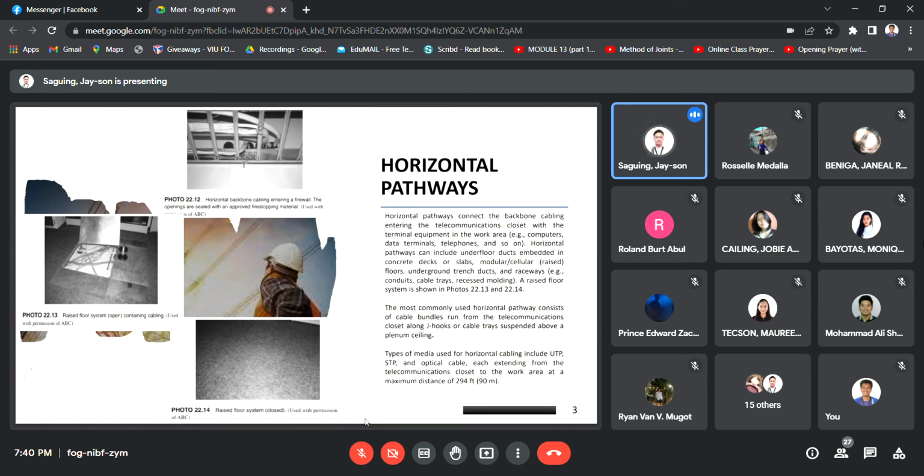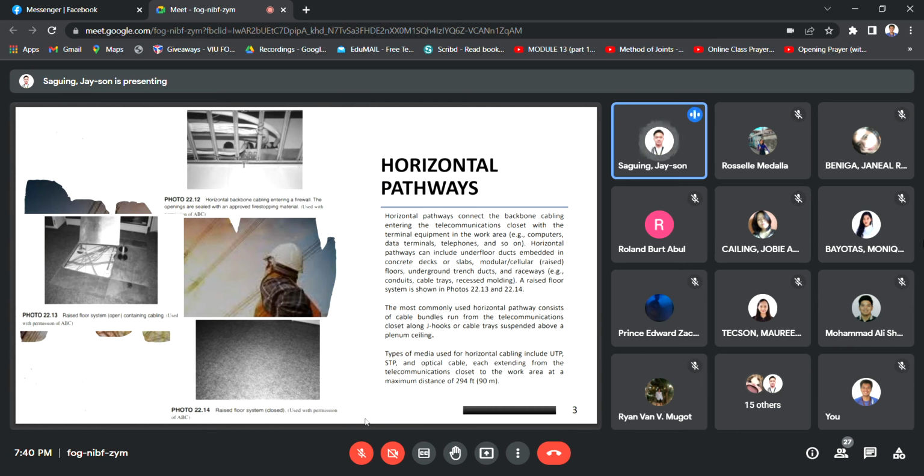Horizontal pathways connect the backbone cabling entering the telecommunication closet with the terminal equipment in the work area. Example, computers, data terminals, telephones, and so on. Horizontal pathways can include underfloor ducts embedded in concrete decks or slabs, modular or cellular or raised floors, underground trench ducts, and raceways. Example, conduit, cable trays, and molding.